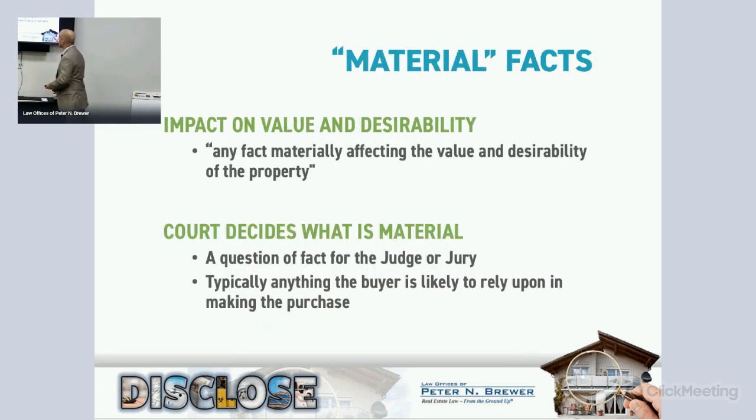So what's required to be disclosed under both code sections is roughly within this definition here, and this comes from the statute: any fact materially affecting the value of the property. It's super clear, right? We all know automatically what that means just by reading it.